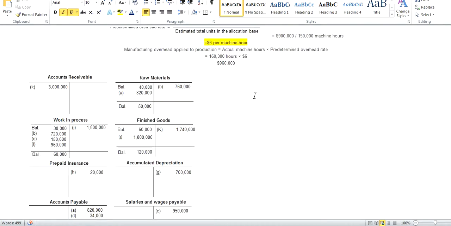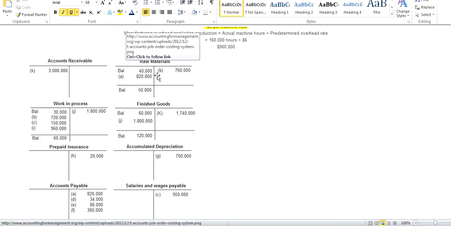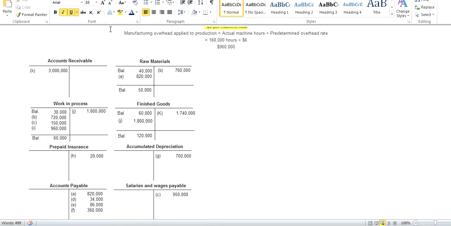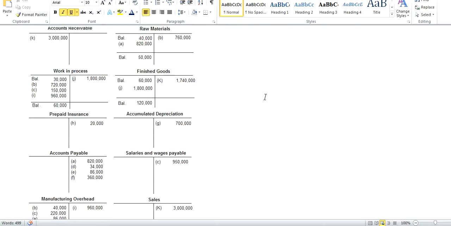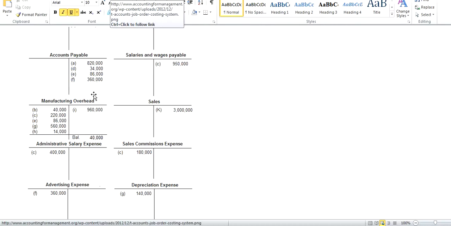T accounts I want to show you guys. So here's the T accounts. AR, simple, following along. Letters obviously match to the transactions noted above. What I really wanted to focus on was the manufacturing overhead here. So manufacturing overhead, these are all the charges, okay?